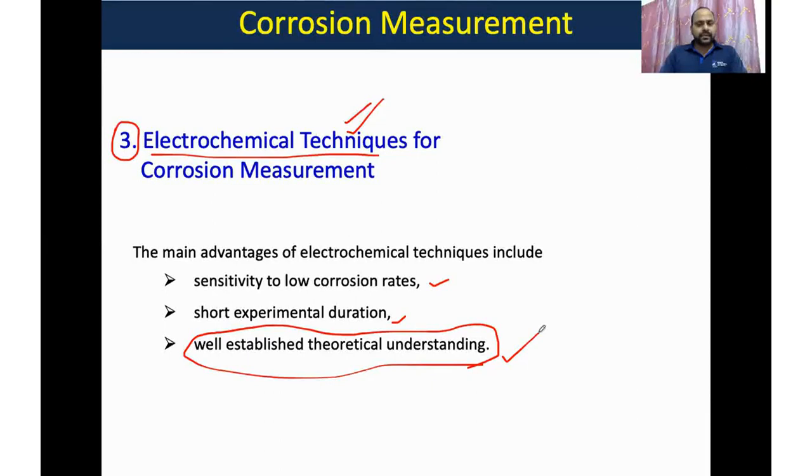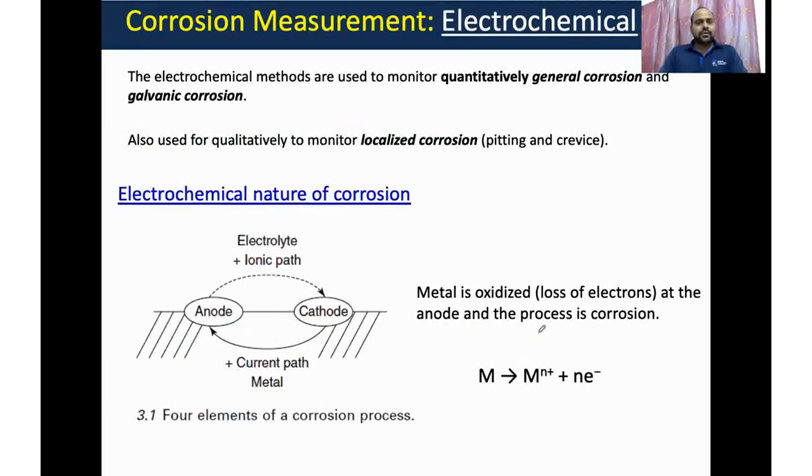So let's go to this section. So electrochemical. As I told, we can get a very good quantitative analysis of the corrosion, but mostly in the case of general corrosion or galvanic corrosion. So if there is a galvanic corrosion or a general corrosion, then we can get a quantitative idea. But if there is pit formation or crevice corrosion, or we can say localized corrosion, then we may be able to get qualitative data, not exactly quantitative data.